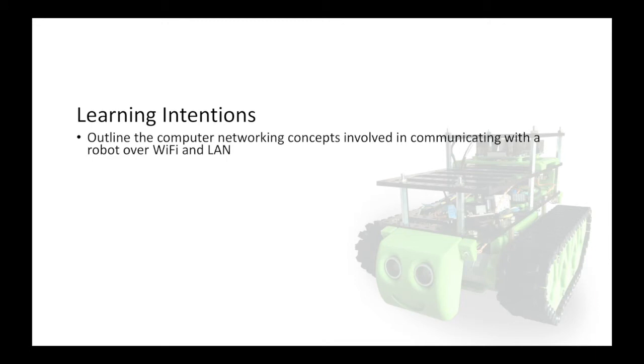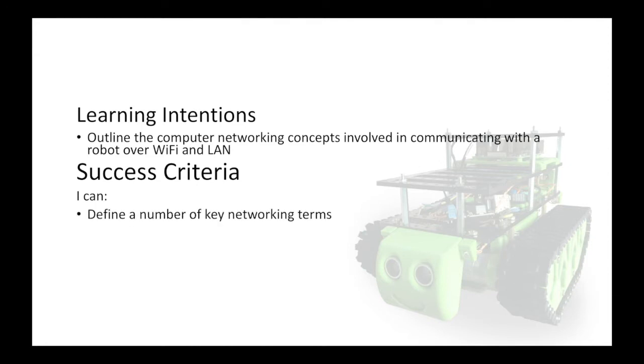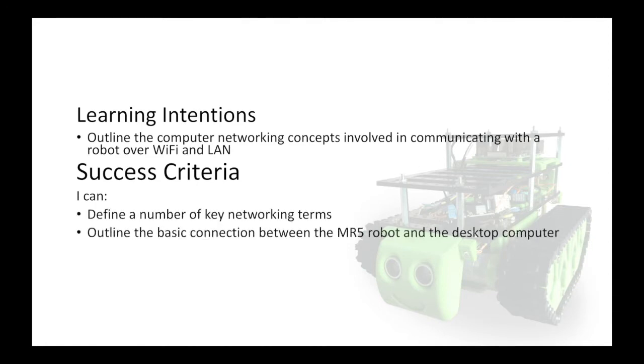Our learning intentions will be to outline the computer networking concepts involved in communicating with a robot over Wi-Fi and LAN. Our success criteria will be able to define a number of key networking terms and outline the basic connection between the MR5 robot and the desktop computer. You'll also be able to connect over VNC, which is covered in the next video in this playlist.